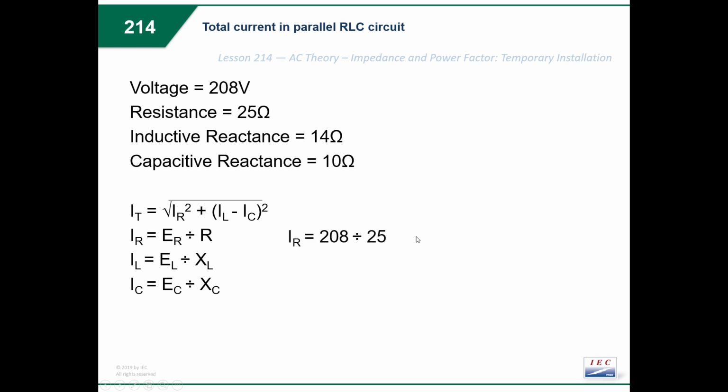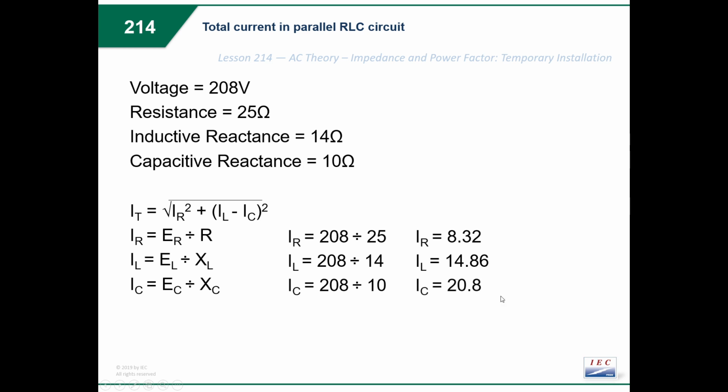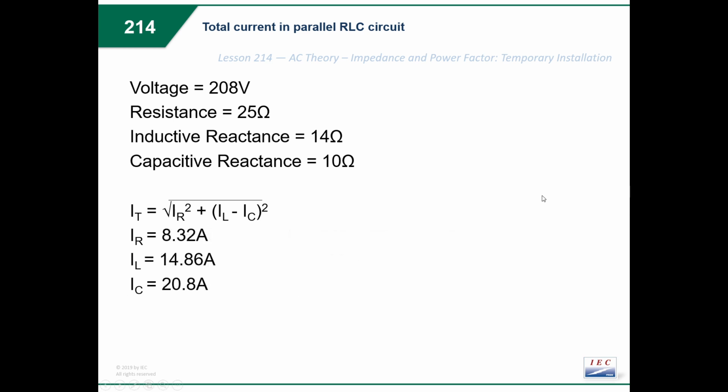So let's go ahead and fill in what we know. We know that the voltage is going to be the same for all these. So 208 divided by R, which we grab up here is 25, comes out to 8.32. We can do the same thing: 208 divided by XL, which is 14, our inductive reactance, gives us 14.86. We have IC equals 208 divided by 10, so voltage divided by capacitive reactance tells us 20.8. So that now represents all of these values. Let's go ahead and stick that over there.